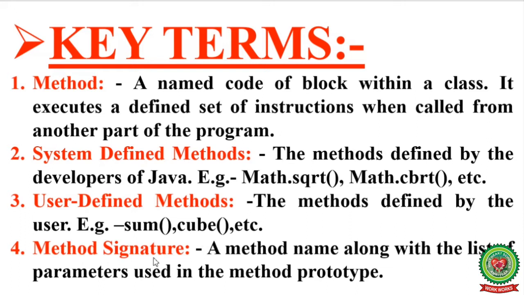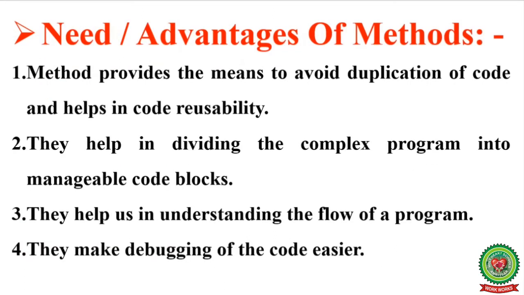Next is method signature. A method name along with the list of parameters used in the method prototype is known as method signature. We will discuss method signature in detail in the coming slide. Next topic is need or advantages of methods. Students, please open your book at page number 86.